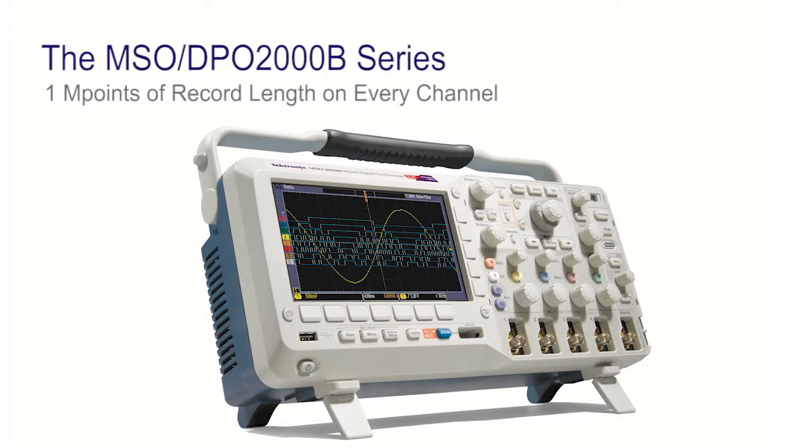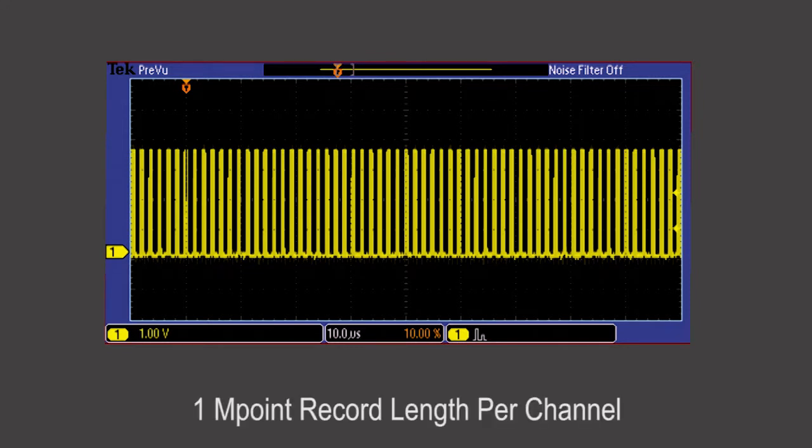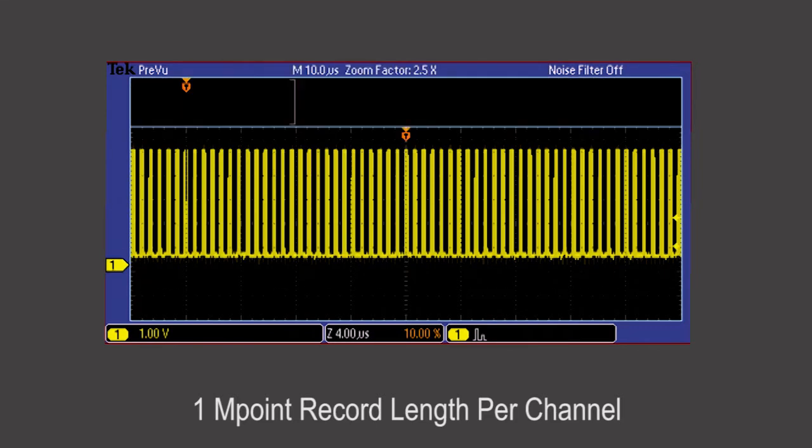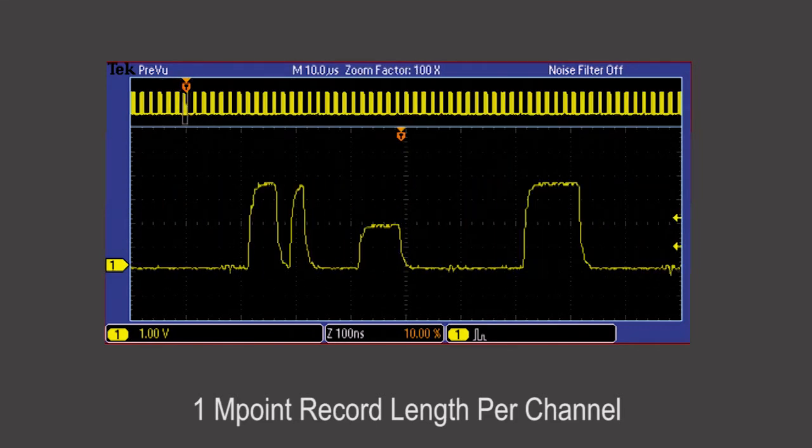The MSO DPO2000 series offers class-leading deep record length, so you can see details in your signal other scopes miss. With over 1 million points of record length per channel, you can capture long periods of time with impressive detail on each and every channel.